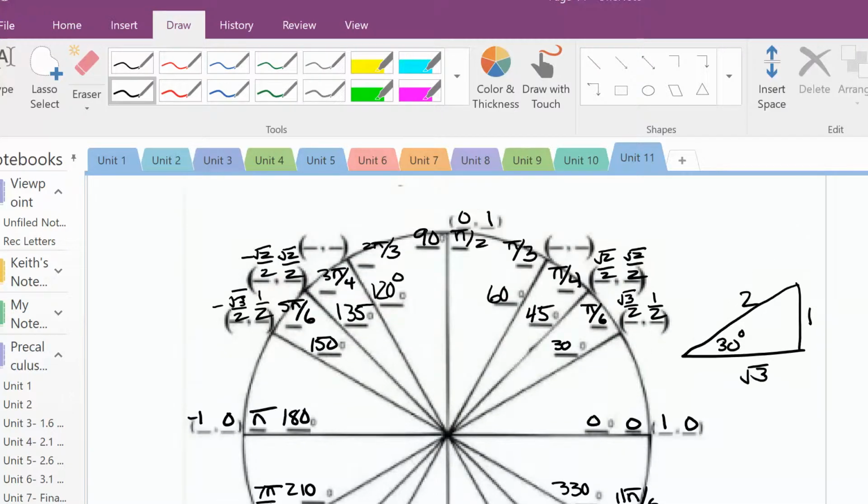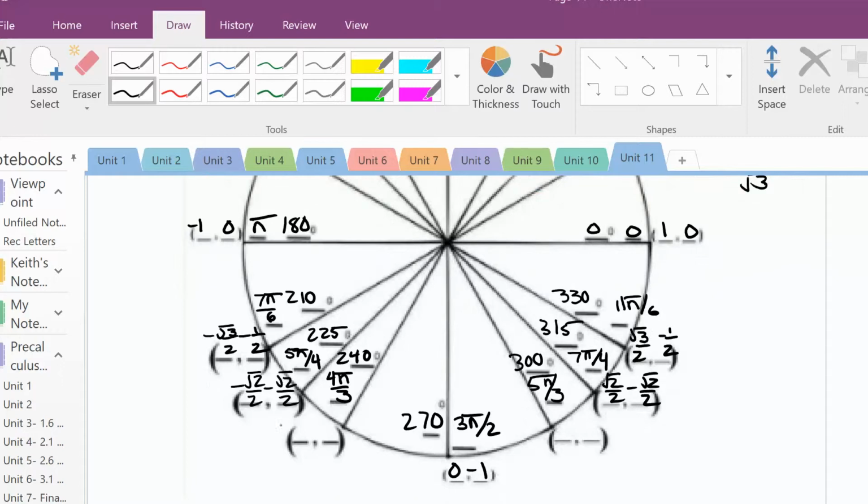And then for 60 degrees, it's just switched. Remember, 60 degrees, the cosine is 1/2, and the sine is rad 3 over 2. So in the second quadrant, the x is negative, the y is positive. In the third quadrant, they're both negative. And then in the fourth quadrant, the x is positive, the y is negative.